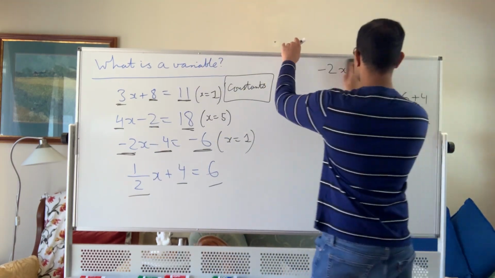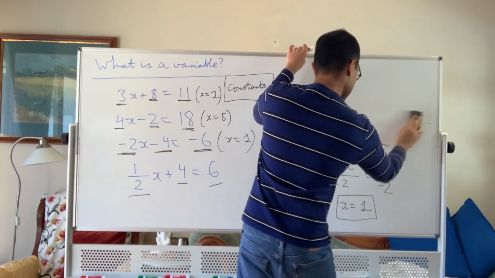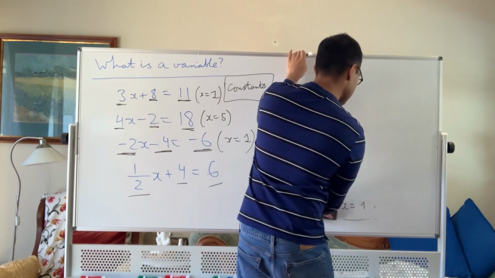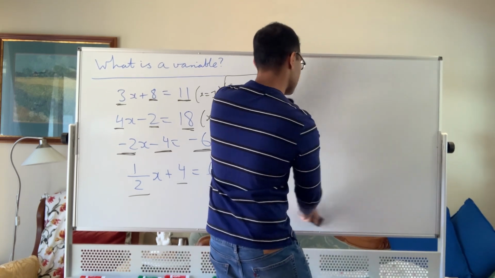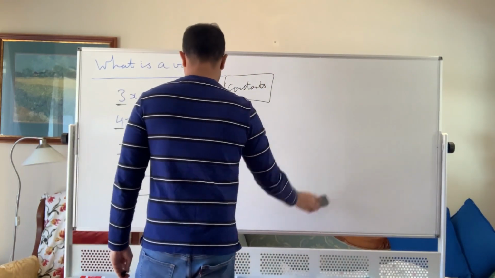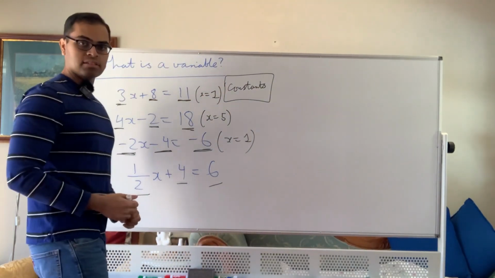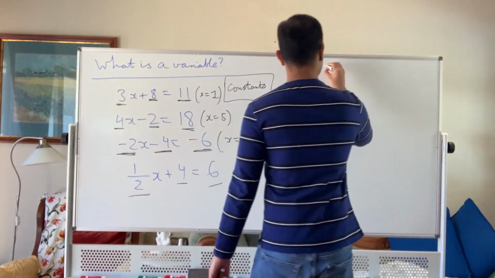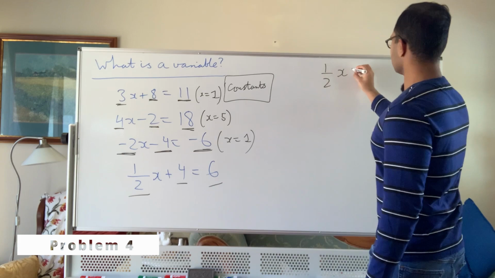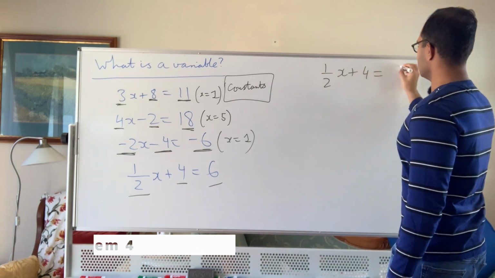Okay, so the last equation before we finish is going to be the following, and this is going to involve a fraction, so it may give you some idea of how these things work. So we're going to have half x plus 4 equals 6. So what's going to happen here? Half x plus 4 equals 6.